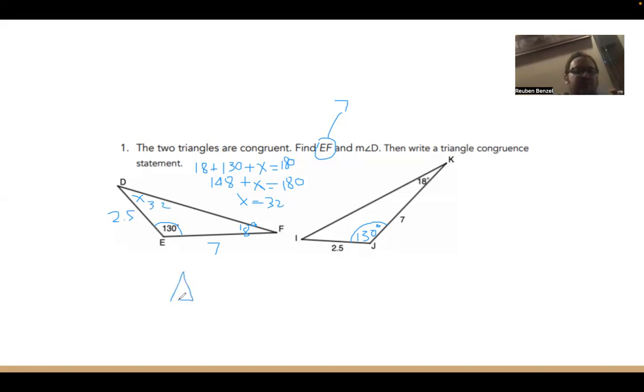When I name the triangles, I look at what points correspond to what point. So D matches with I. E matches with J. And then F matches with K. And that concludes example 1.